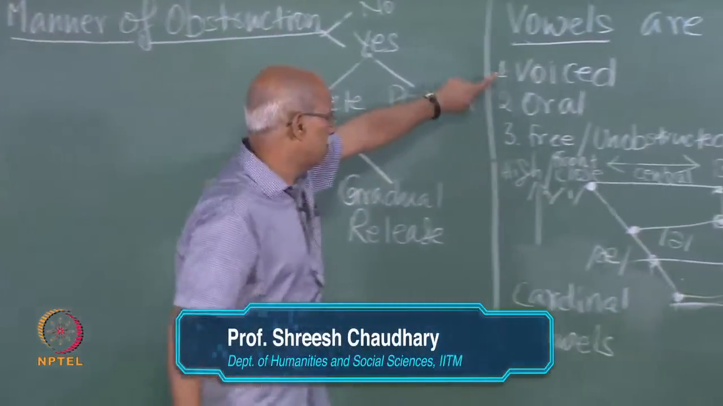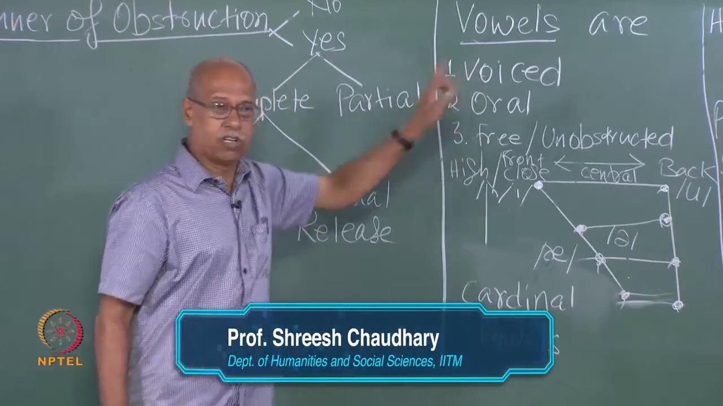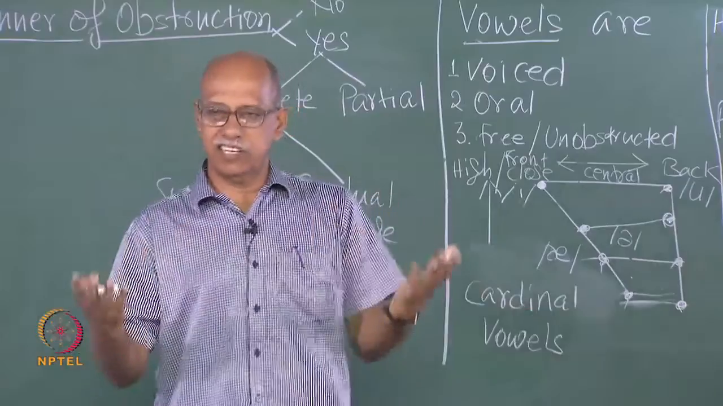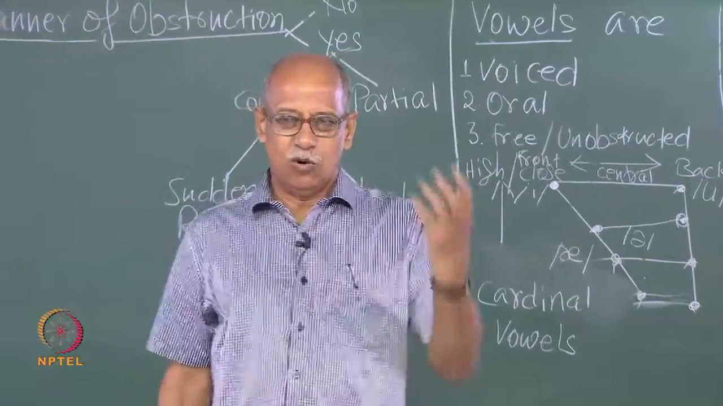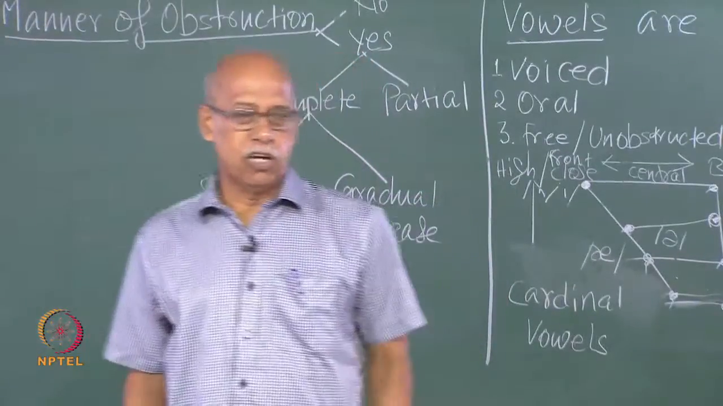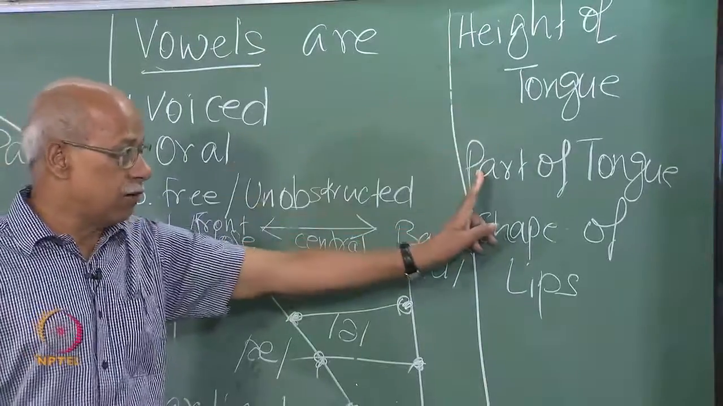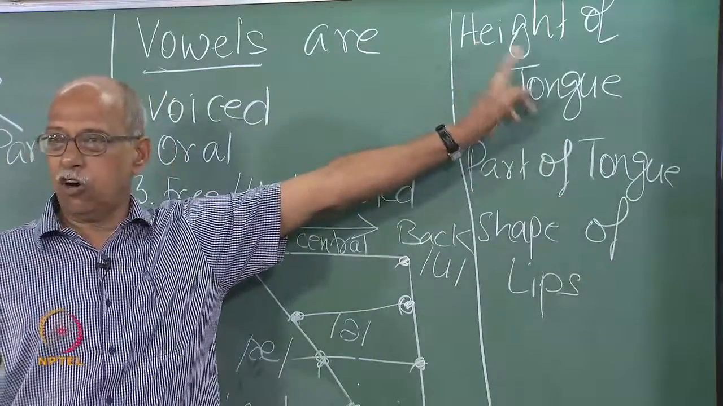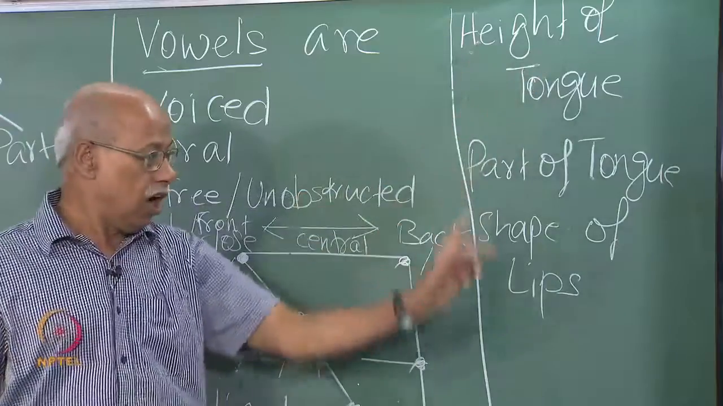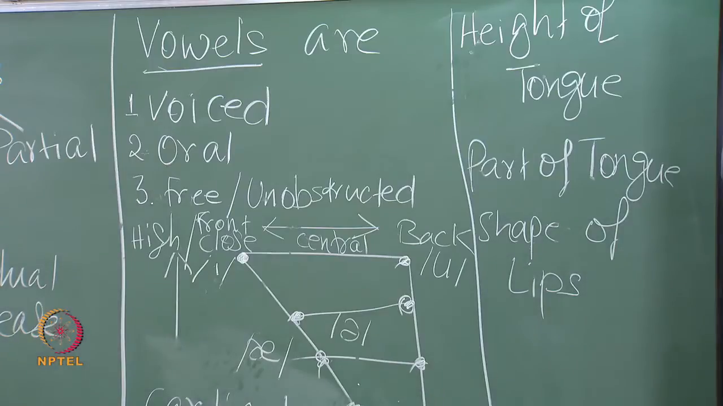Okay. To summarize now, what are the characteristics of vowel sounds? All vowel sounds are voiced, oral and free. Okay. What is a vowel trapezium? It is an imaginary area which describes the area in our mouth from where we produce vowels. How do vowels differ from one another? Either they are front or back, high or low, close or open, or they are rounded or unrounded.